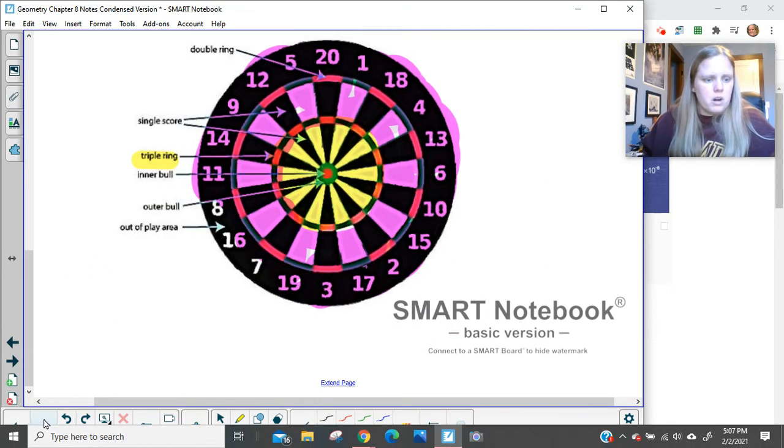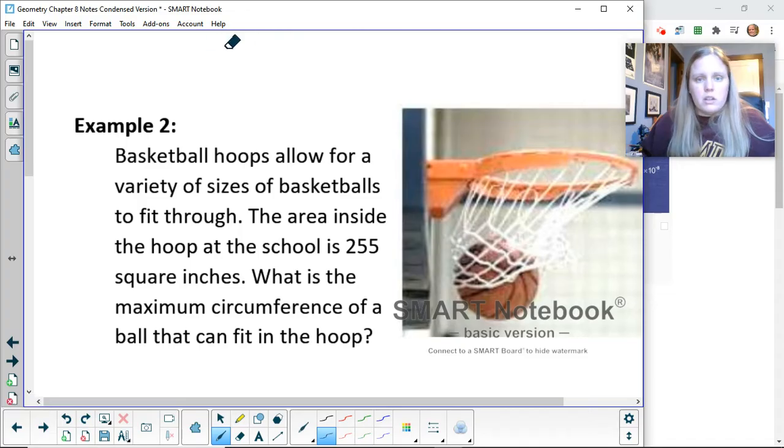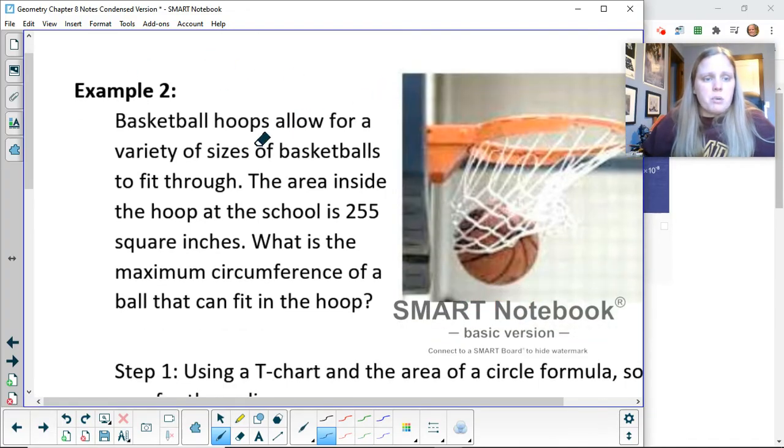Yay! Good work. Ugh, another two. Okay. Basketball hoops allow for a variety of sizes of basketballs to fit through, which I didn't know that there were different size basketballs until my children actually played basketball, because I never played basketball. The area inside the hoop at the school is 255 square inches. Well, that seems ridiculous that you would do a square inch for an area, because it's square and it's a circle hoop. No, remember, square inches just means like space.